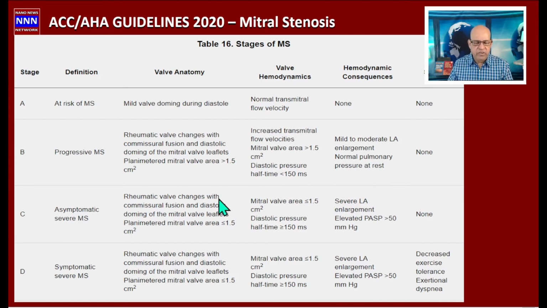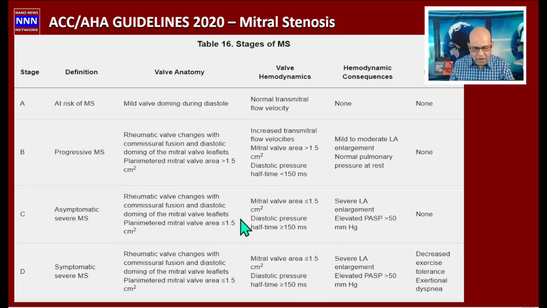So the only two things that we need to worry about are stage C and stage D. Of course, stage D is worse than stage C. So let's look at stage C. This is rheumatic valve disease, valve area less than 1.5, and the diastolic pressure half time greater than 150. But it is not critical, like it is not greater than 220 milliseconds. But still, there is severe left atrial enlargement and PA pressure is greater than 50. So this is getting close to a point where an intervention should have been done yesterday.